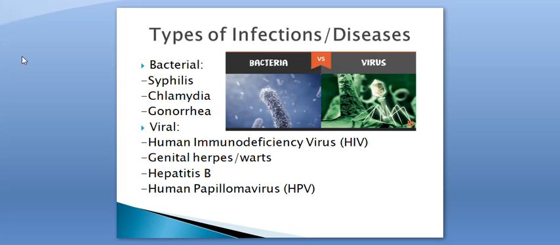So first, there are different types, obviously, of infections and viruses and diseases. There's bacterial and there's viral. So bacterial, a few will fall in that category, such as syphilis, chlamydia, and gonorrhea. And under viral, you can think of that as the 4 H's. So viral infections will be HIV, which is the human immunodeficiency virus, herpes, which is genital herpes and genital warts, hepatitis B, and the human papillomavirus, HPV. So again, 4 H's for the viral.